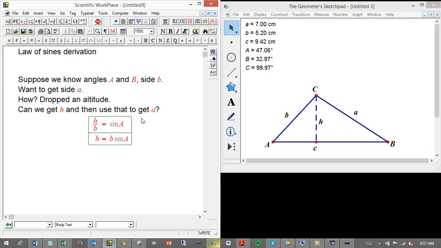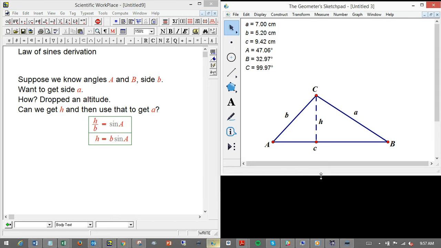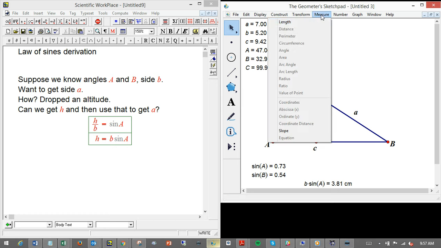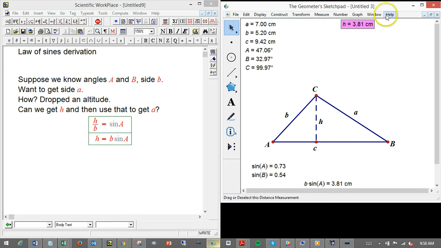Very, very common form of just the trig ratio. Okay, so let's see. I've got that down here. I went ahead and calculated the sines of A and of B because we're going to need B in a minute. B sine A, 3.81 centimeters, and I can check that. Let me just have it measure the length of that segment. You bet, 3.81. Okay, so it's working.